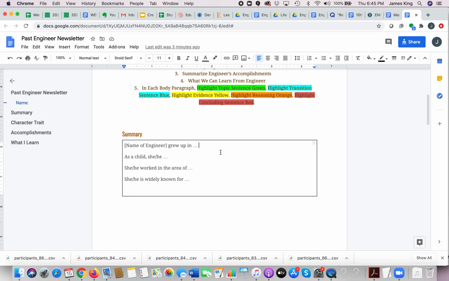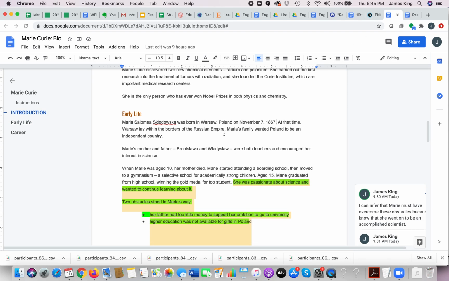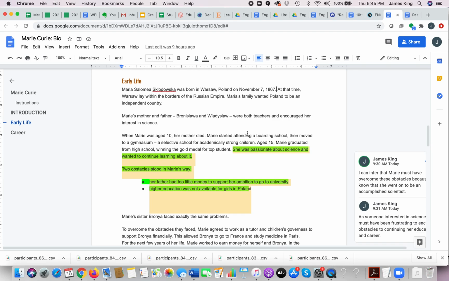So I would write her name here. She grew up in Warsaw, Poland in the 19th century. As a child, what did she do as a child? I'm going to read the rest of early life and look for what she did as a child. Oh, I can see that Marie started attending a boarding school, then moved to a gymnasium, a selective school for academically strong children. And that at age 15, she graduated from high school, winning the gold medal for top student.